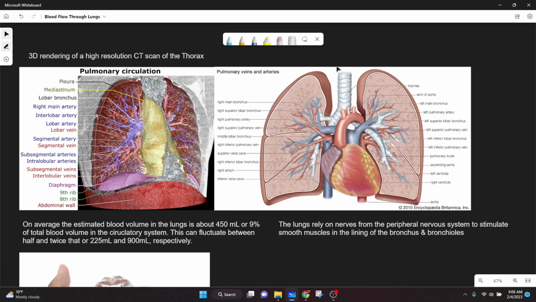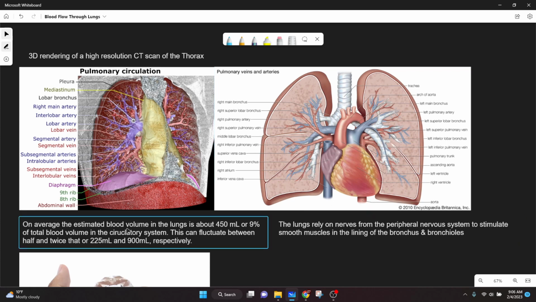And so I have here a 3D rendering of a high-resolution CT scan of the thorax region of the body. We can see the arteries and veins, and then here's the heart. Here's another, clearer image of what is going on. You have the lungs here, the blood vessels leading to each of the lungs, the heart and the aorta.